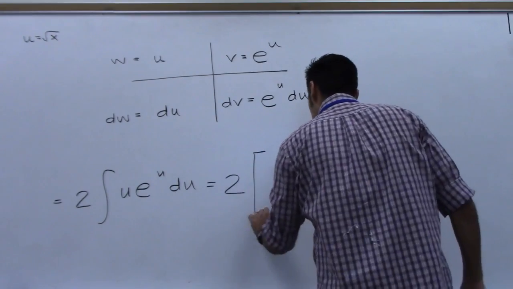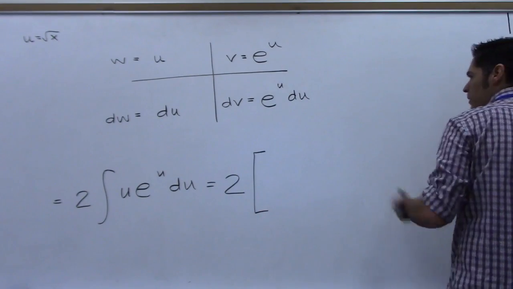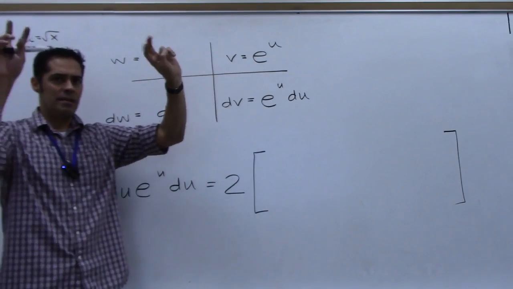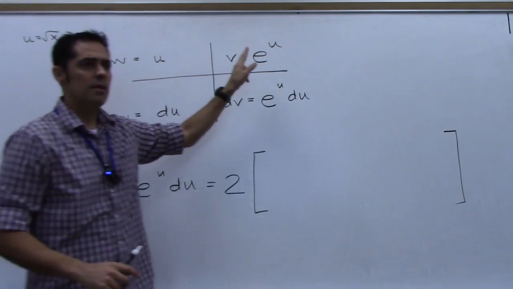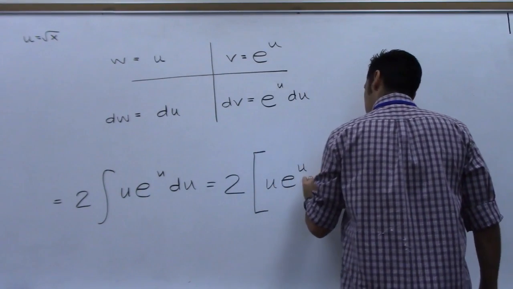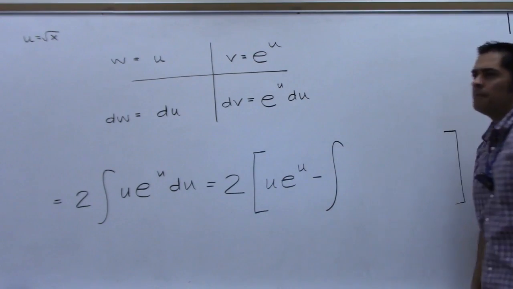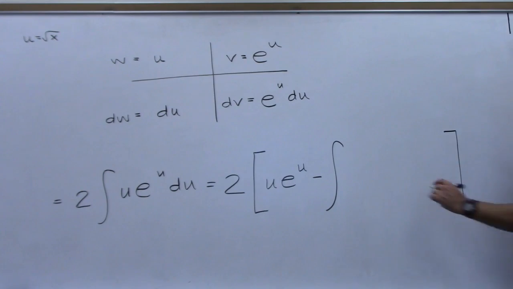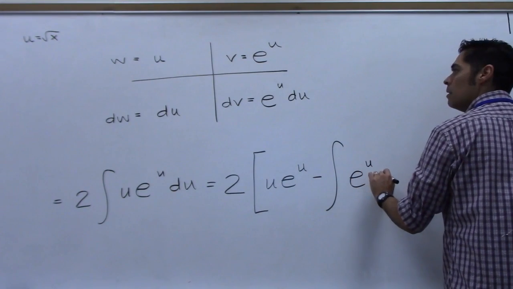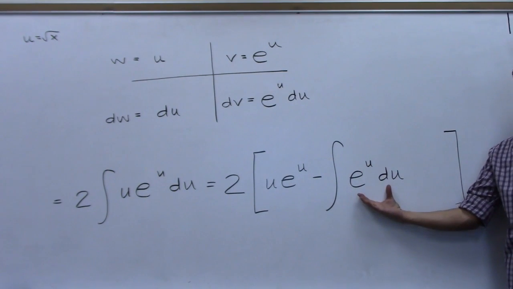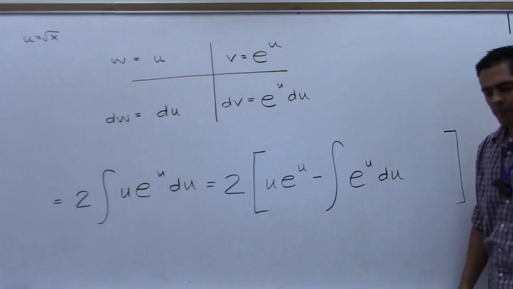That's going to become the formula ultraviolet minus voodoo, even though we're not using those letters. So we said across the top is kind of like the ultraviolet. So u times e to the u would be first. Minus the integral, and then the diagonal, right? Which is just e to the u du. And is this an integral that we can handle? Yes. Absolutely. So this is a good thing.